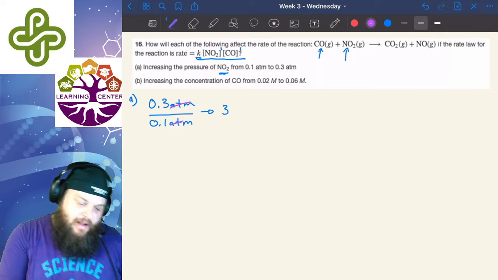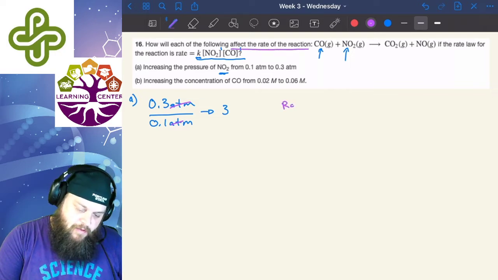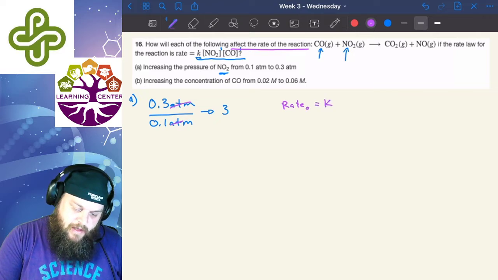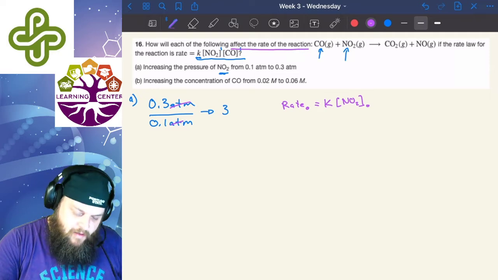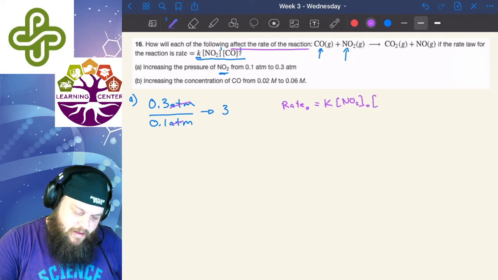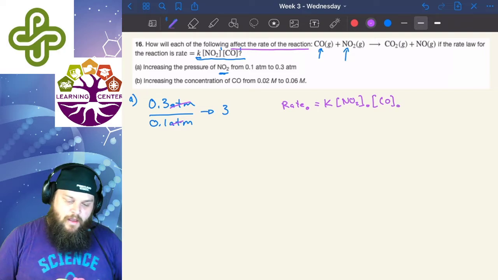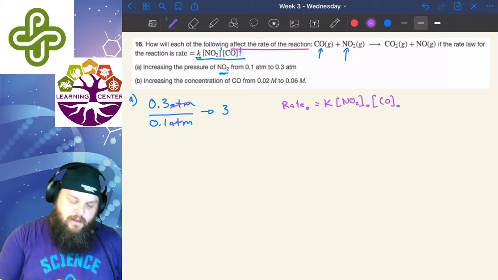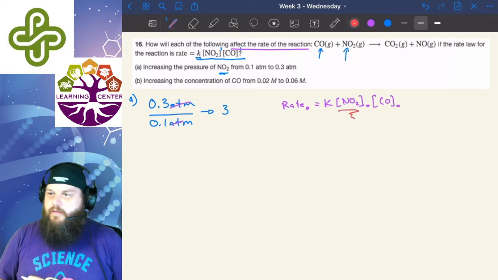How does it affect the rate of the reaction? Well, I know the initial rate, I'm going to put rate naught, is going to be equal to K times the concentration of NO2. I'm going to put a little 0 down there. That's before I've changed that pressure. So that's the initial pressure, and then CO initial as well. So now I'm changing just the NO2 pressure, and I'm changing it by a factor of 3.